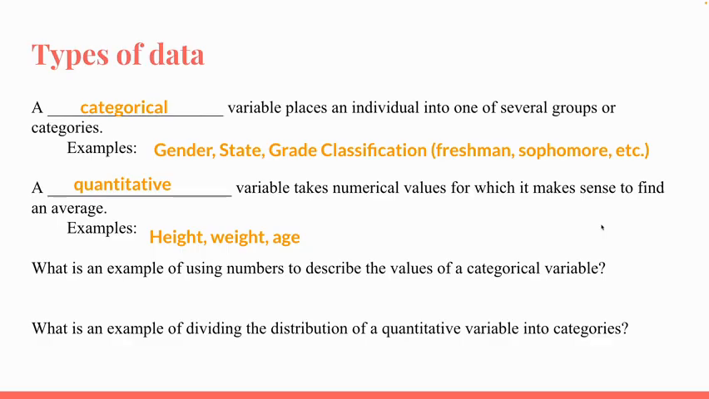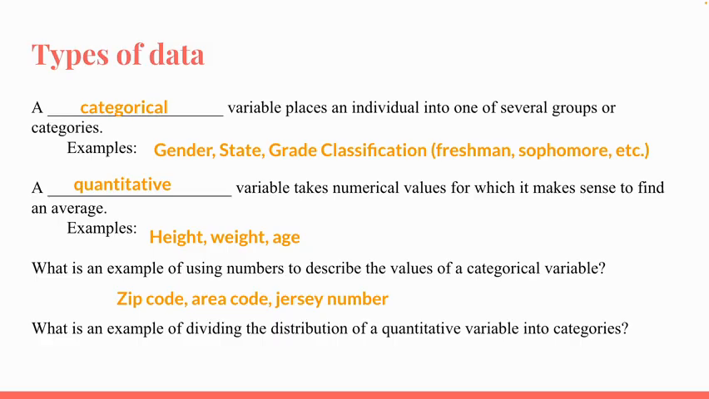So what is an example of using numbers to describe the values of categorical variables? These are categorical, which means you can't find the average, but they are numbers. Usually you think quantitative is numbers, but these are numbers that are categorical, like zip code, area code, jersey number. It wouldn't make sense to find the average of those.